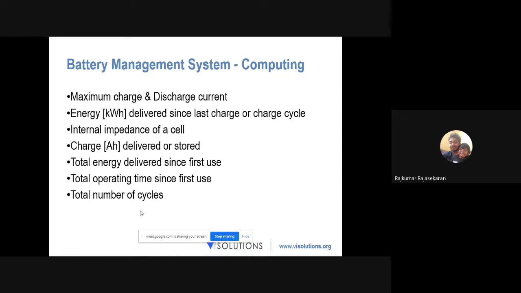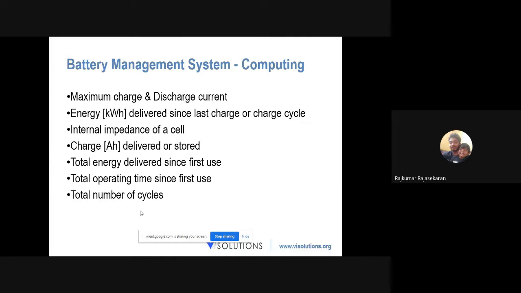Then energy they get since large charging cycle. Okay, since we're talking about electric vehicles here, we need to know how much charge was expended for this much distance traveled, like mileage. We need to know mileage. We need to check whether the mileage is reducing, which means the battery is wearing out.